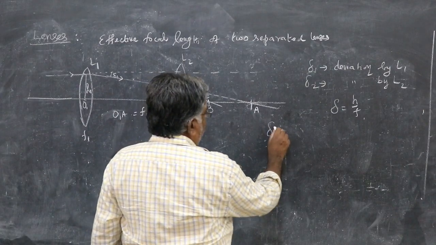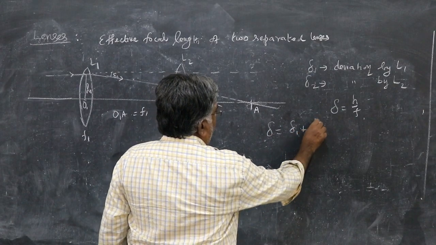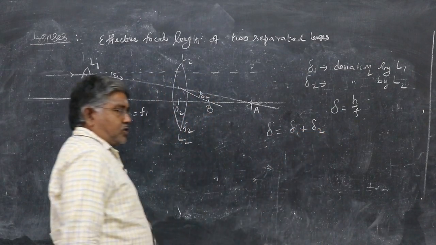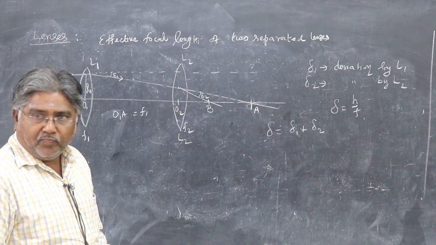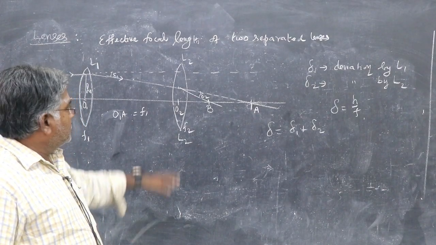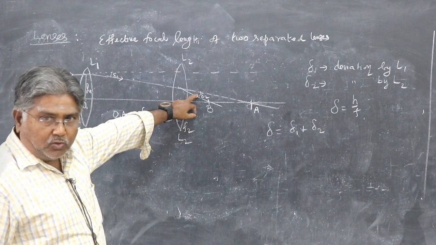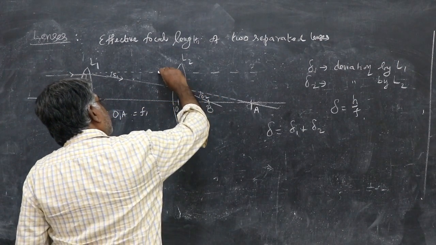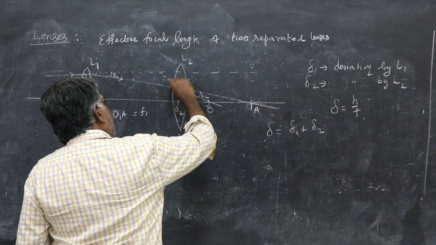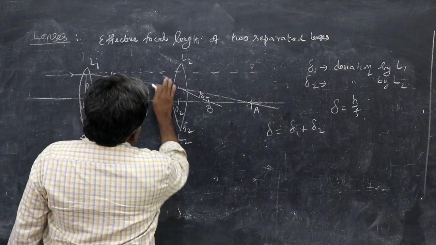Total deviation delta will be delta 1 plus delta 2, total deviation. The deviation is delta 1, it is further deviated by delta 2. I extend this ray backward.